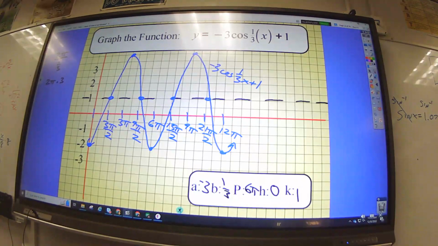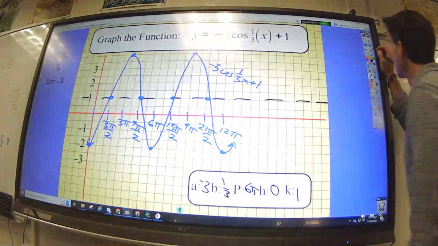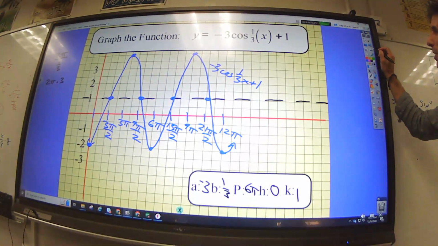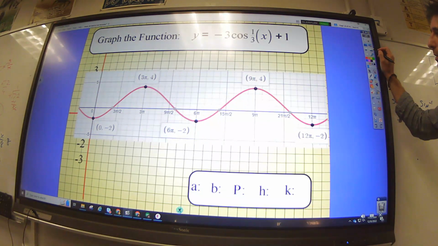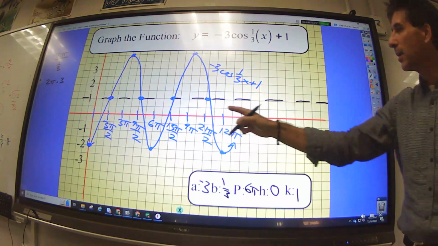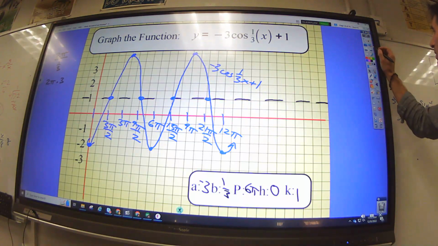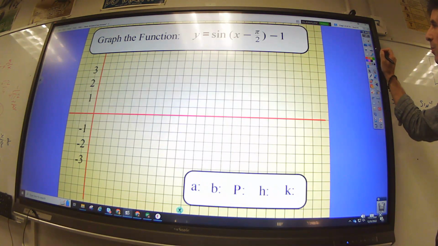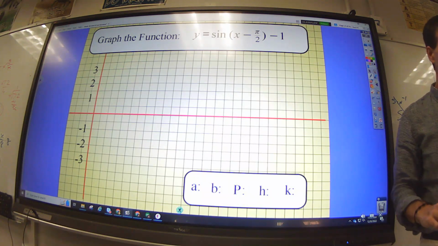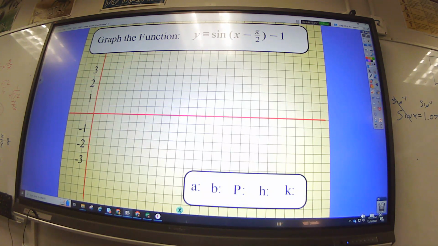Okay, you guys ready for the mother, father? It's actually not that much of a mother father, but it kind of is. 9 pi over 4, did I get that? Yeah, okay. All right, well, here's one with an h. I think you guys are going to be fine with it. But go ahead and graph that function.